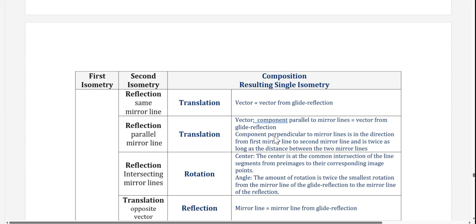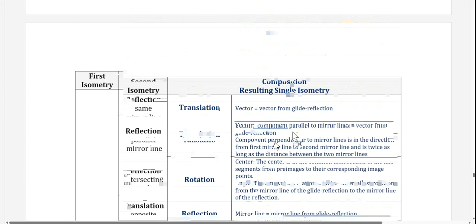Next we will do the last one, which will be glide reflections. We'll do those glide reflections in the next video.